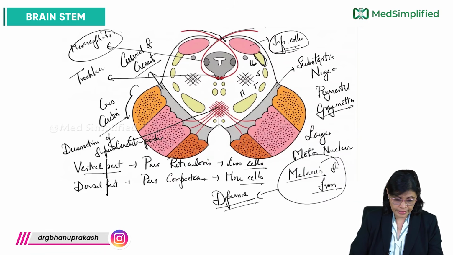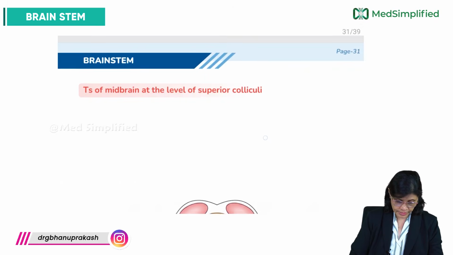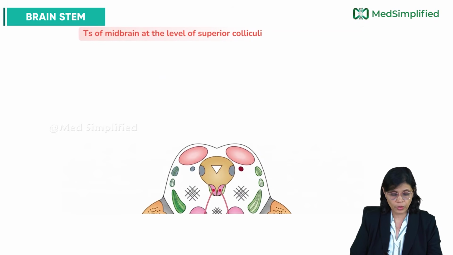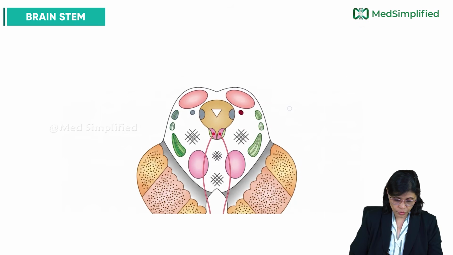Then the rest of the things I already told you. So that is about the section at the inferior colliculus. Next we study the TS of midbrain at the level of superior colliculus. Here it is almost the same.